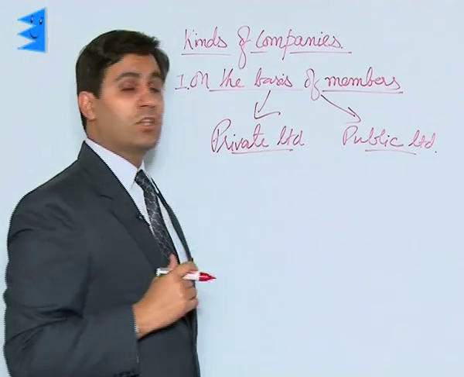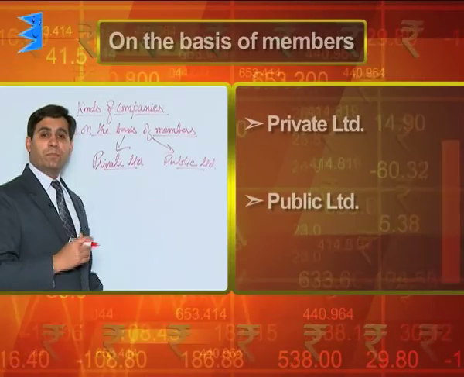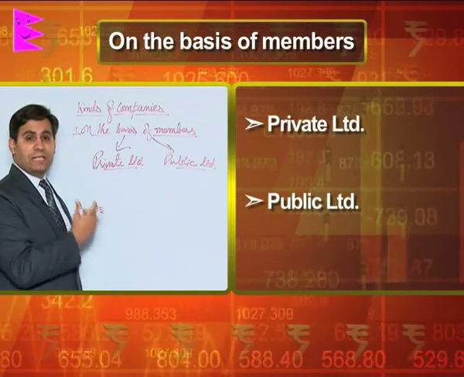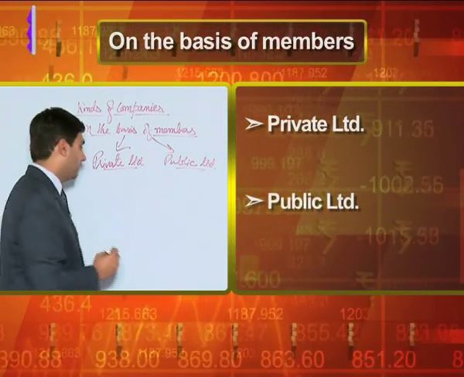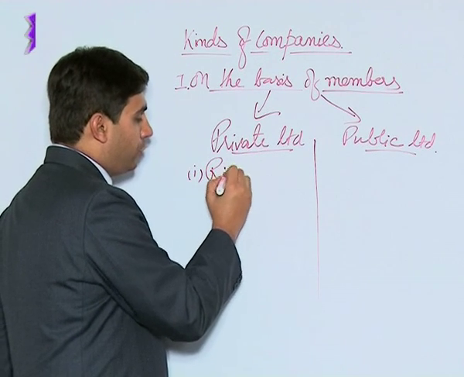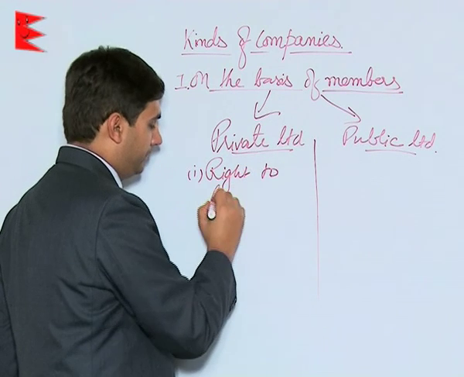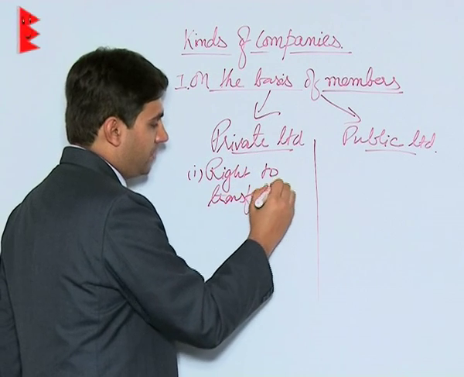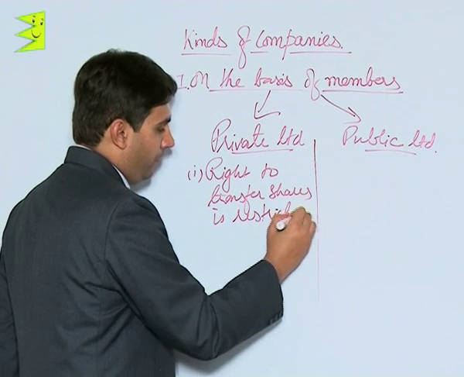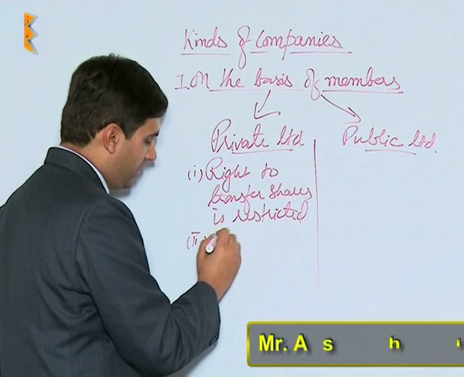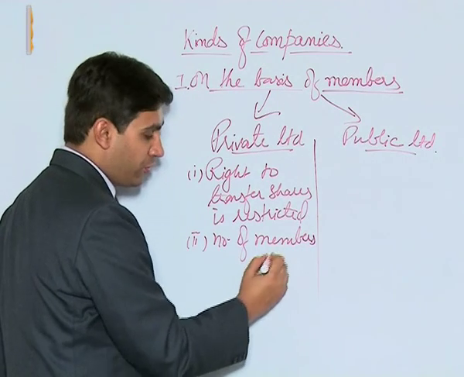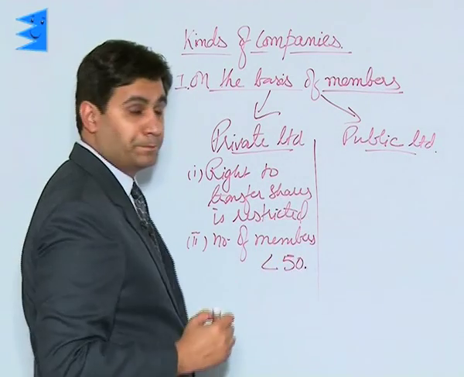The second classification is on the basis of members. On the basis of members, the companies can be classified as private limited and public limited. We have already done this in 11th class business studies, but just to reiterate, private limited companies are those companies in which right to transfer shares is restricted. Then number of members excluding past and present employees should be less than 50.